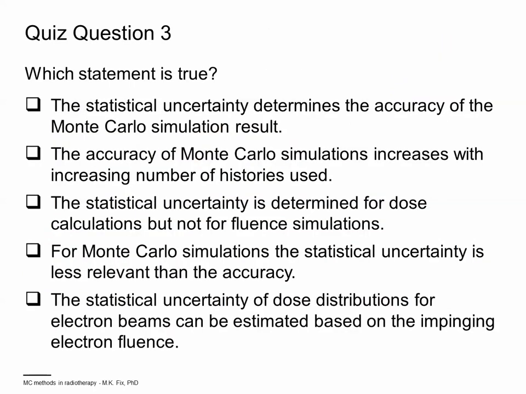This brings me to quiz question number 3. Which statement is true? The statistical uncertainty determines the accuracy of the Monte Carlo simulation result. The accuracy of Monte Carlo simulations increases with increasing number of histories used. The statistical uncertainty is determined for dose calculations but not for fluence simulations. For Monte Carlo simulations, the statistical uncertainty is less relevant than the accuracy. The statistical uncertainty of dose distributions for electron beams can be estimated based on the impinging electron fluence. Give you another 5 seconds.